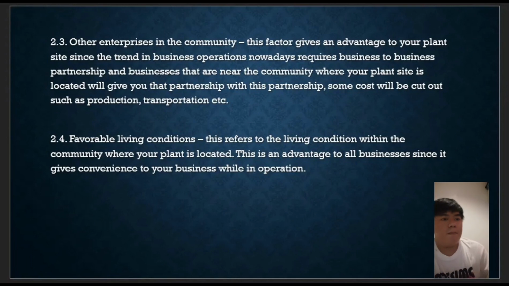And 2.4, favorable living conditions. This refers to the living condition within the community where your plant is located. This is an advantage to all businesses since it gives convenience to your business while it operates.